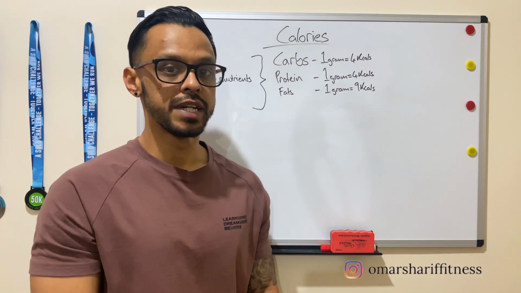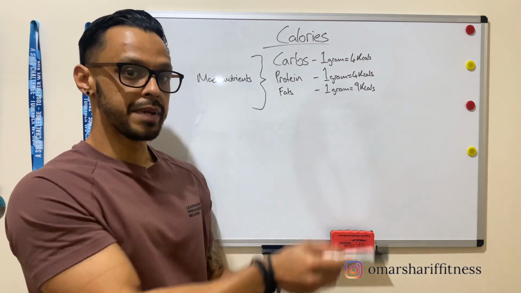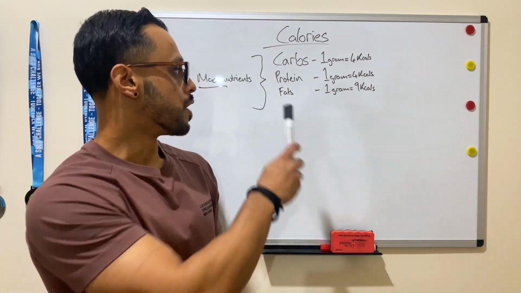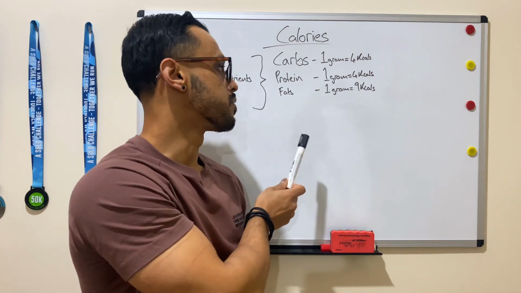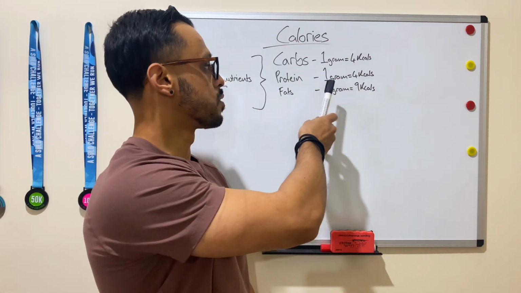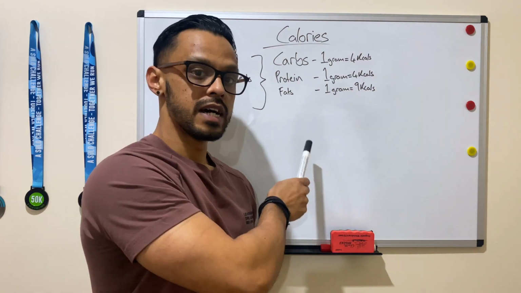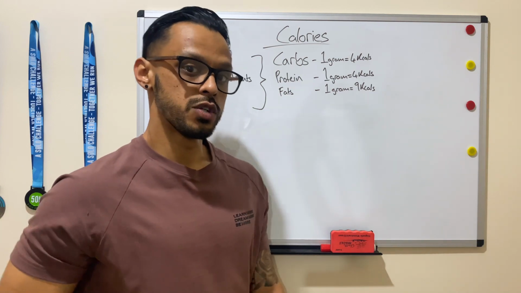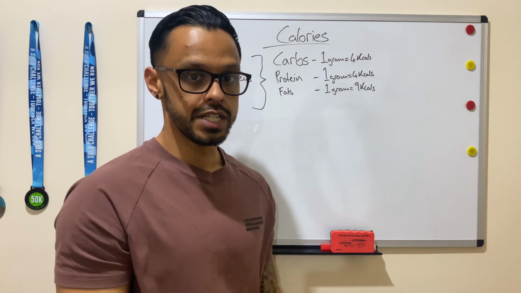How are calories made up? Calories are made up of what's known as macronutrients. Macro stands for big, so the big nutrients that your body needs. In terms of macronutrients, there are 4 calories in 1 gram of carbohydrates. Protein has the same number of calories per gram as carbohydrates, so 4 calories per gram, and fat has 9 calories per 1 gram of fat.